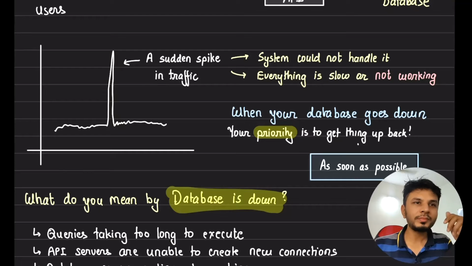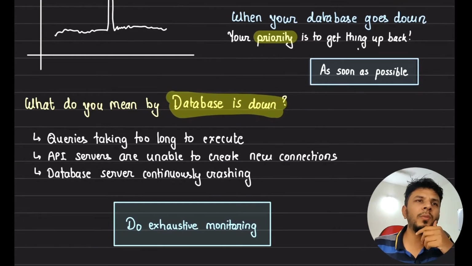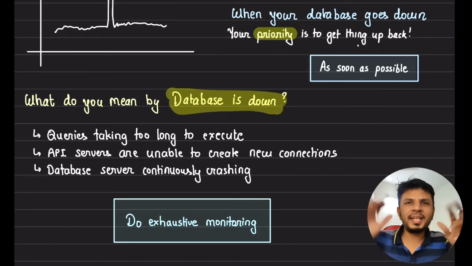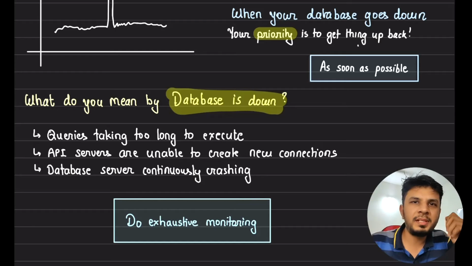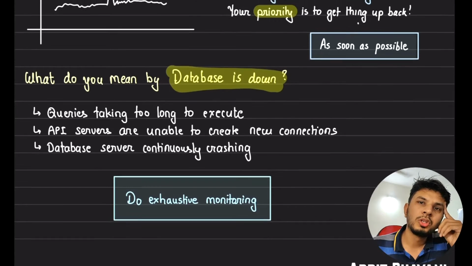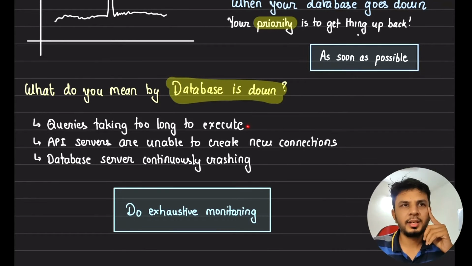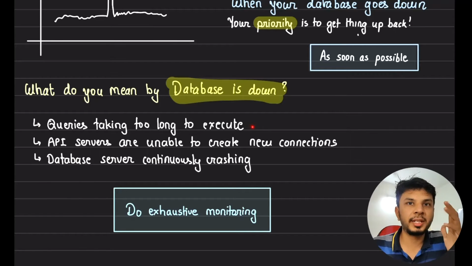So let's see, what do people mean when they say the database is down? What exactly happens when people say the database is down? The first possible thing is your queries are taking a very long time to execute.